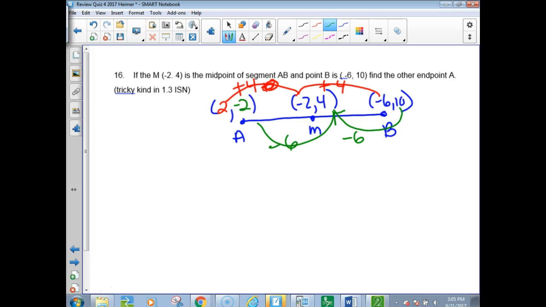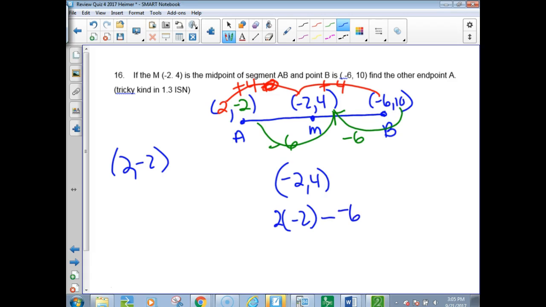Now, I just made this problem up. The numbers can be completely different. I don't know what they are, but it's how you got to look at it. Now the other option, so the answer is 2, -2. There's another option, and we wrote it in the ISN. It said, take the midpoint, -2, 4, double it, 2 times -2, and subtract the endpoint value of x. So I'm doubling this -2 and I'm subtracting -6. That will give you -4 plus 6, which is 2. Same answer.